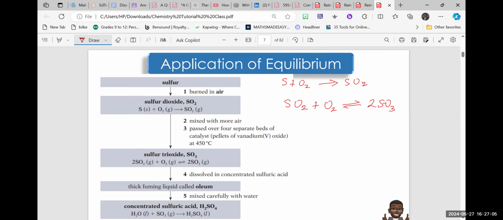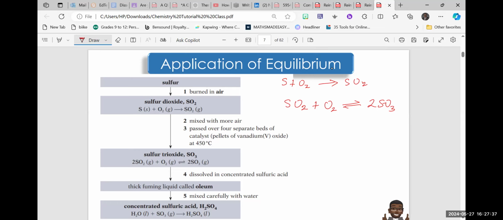And the reaction is not only an equilibrium reaction, it's also exothermic. So when you form your sulfur trioxide, what else will be required? This equilibrium reaction requires a catalyst, requires pressure, and requires temperature. Okay, so what is the pressure?